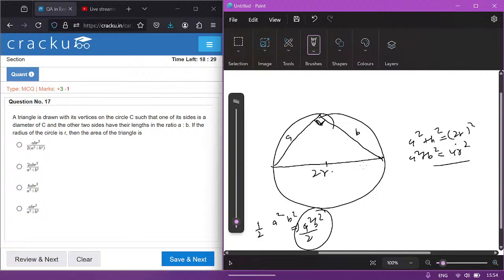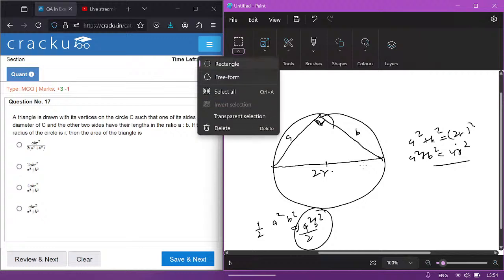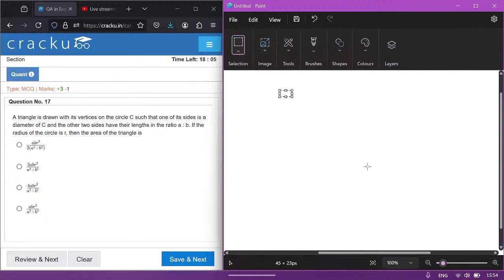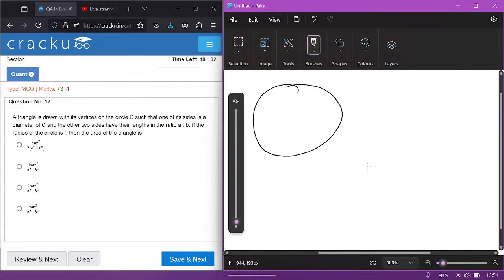Now what can we do? Why didn't we take... Okay, I think we have to include a k, right? Because it is a ratio. What am I doing here? Because it is a ratio, this has to be ak, bk, and this is 2r basically, right? Now I get it.